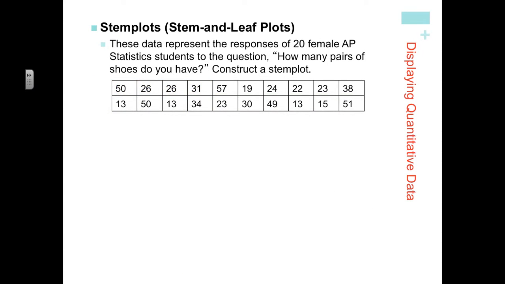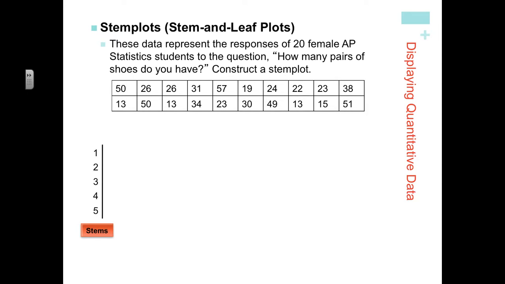So let's take a look at what these may look like. Here are 20 female AP students who were asked the question, how many pairs of shoes do you have? We're going to construct a stem plot. Again, what I would recommend doing, but you don't have to by any means, would be ordering them from least to greatest to start. It just makes the organization a little bit quicker, and it tends to look a little neater and more organized.